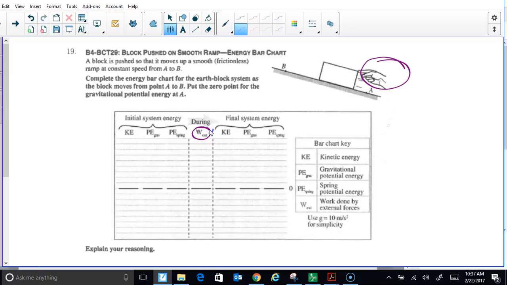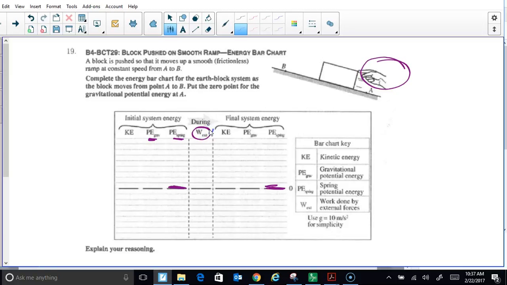So those are both external forces, and also, importantly, non-conservative forces. Conservative forces are things like the force of gravity and the force by a spring. But in this case, there is no spring. So I can tell you right now, initially, there is no energy in the spring, and at the end, there will be no energy in the spring.